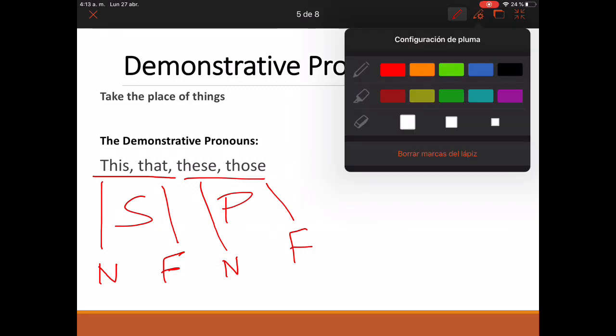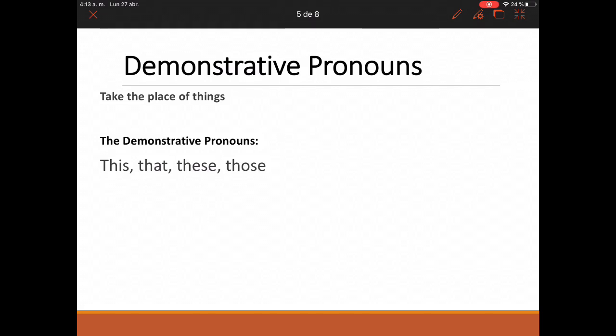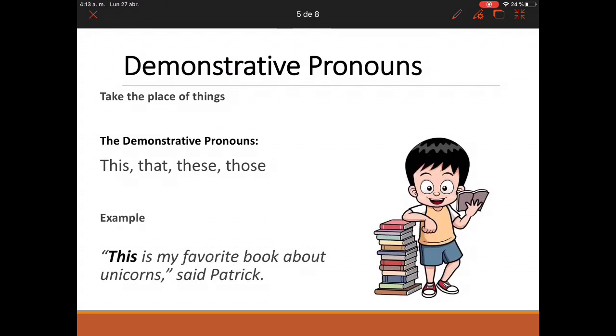Let's erase and let's see the example. This is my favorite book about unicorns, said Patrick. Is it far? The book, is it far? No, it's nearby him. So you use this. And how many objects are we talking about? Well, just one. So you use this. Let's see the next examples about pronouns.